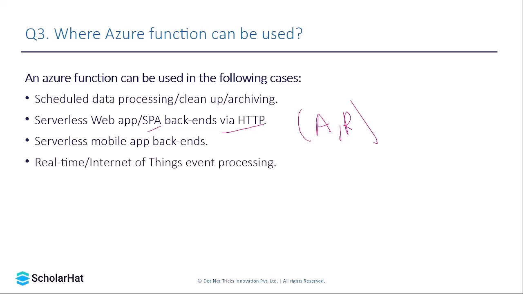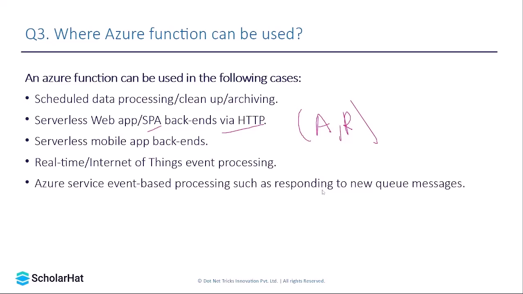It can also be used for real-time or Internet of Things, that is IoT, event processing. We know what exactly IoT devices are. They just collect data and send it to some third-party server so that it can be processed. And Azure Function is well suited for IoT event processing as well. So as soon as the IoT device gets an event, it just posts it to the server, and further it can be processed for multiple things.